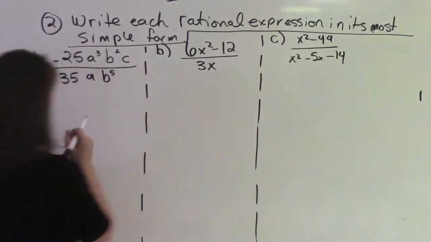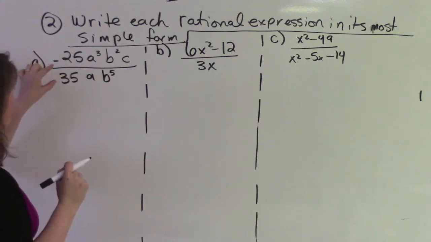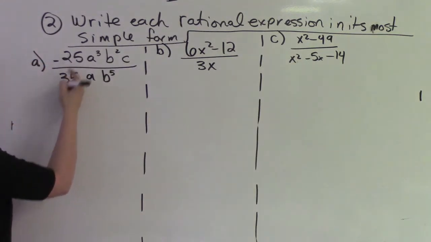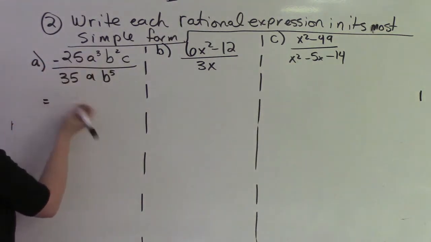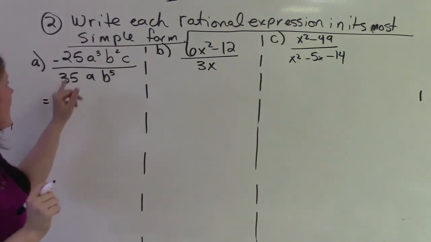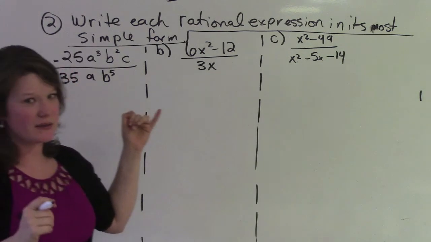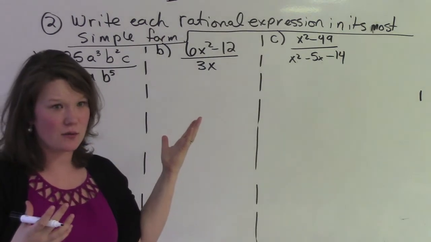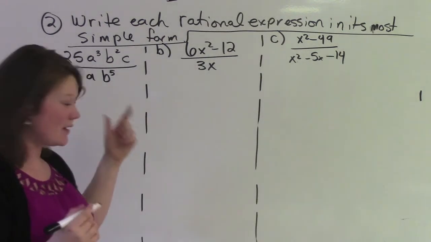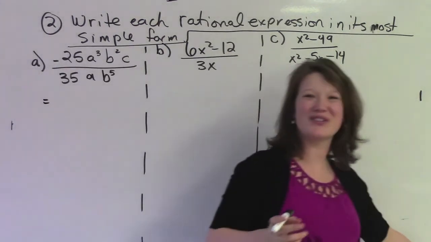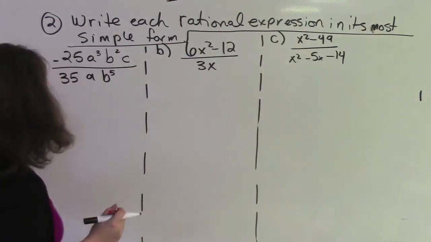So what I want to do first is factor. Well, it's factored already, so what we want to do next is state our non-permissible values. I'm going to write our non-permissible values in red.